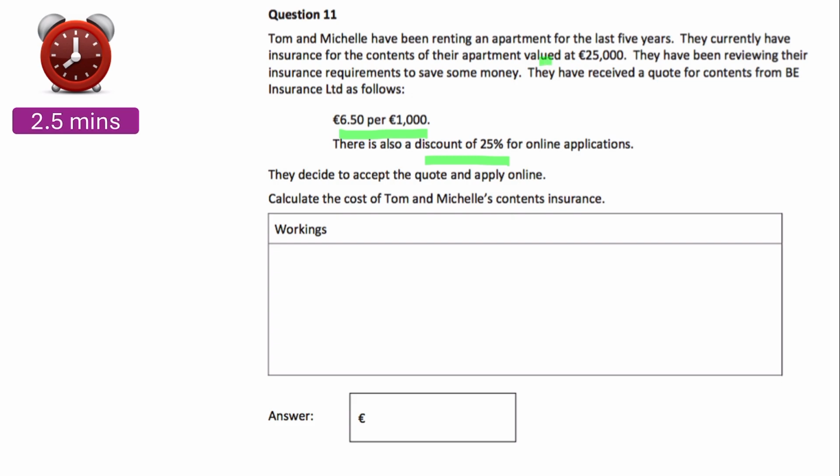So look, their contents valued at 25,000. Okay, so there's going to be 25 1,000s, and so we'll multiply that by €6.50, and that will be €162.50. So €162.50 is 100% of the quote. However, as we read, Tom and Michelle are going to apply online, and when you apply online, you're going to get a discount of 25%.